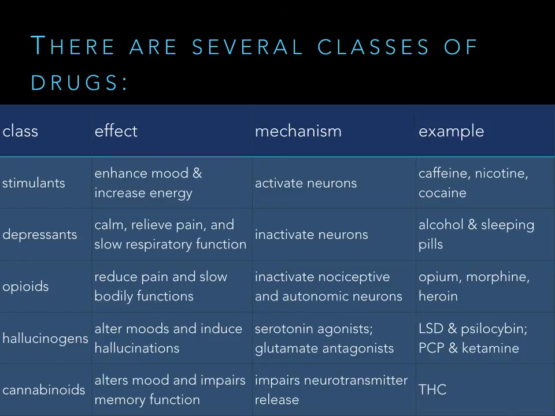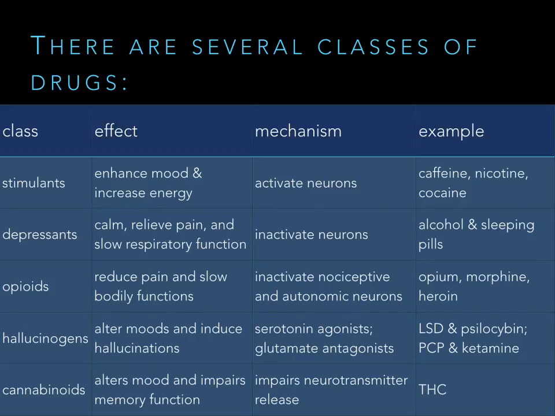Opioids are a class of drugs that are used to help reduce pain. Okay, morphine, for example. Heroin is another opioid that's used. What these do is inactivate our nociceptive neurons. Remember, the nociceptors are the ones that sense pain. And so if you turn off your nociceptive neurons, you can still feel things, you just don't feel pain. Now, these opioids also act on other neurons besides nociceptive neurons. So they can slow down bodily functions like digestion because they'll act on our autonomic nervous system as well.